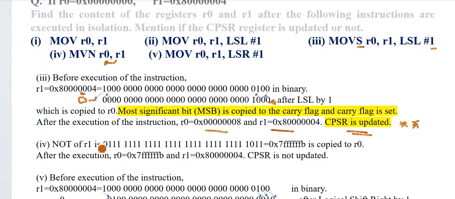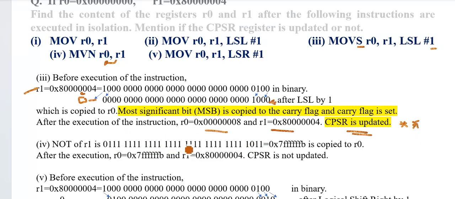So you take R1. R1 is what? You can see here, this is R1. R1 is 0x80004. So take one's complement. In one's complement, replace 1 by 0 and zeros by 1. So 1000 becomes 0111, and the 4 zeros become 1111, and again 4 zeros become 1111, like that. Here 0100 is there, so that becomes 1011.